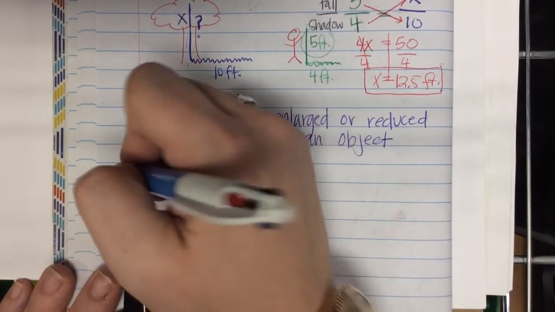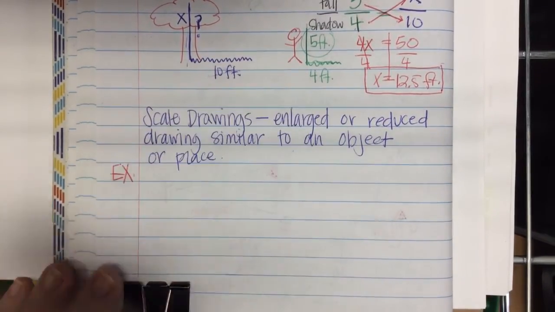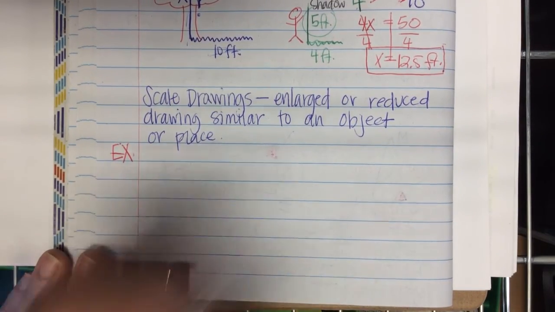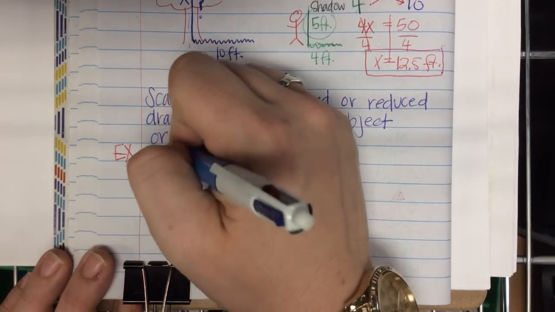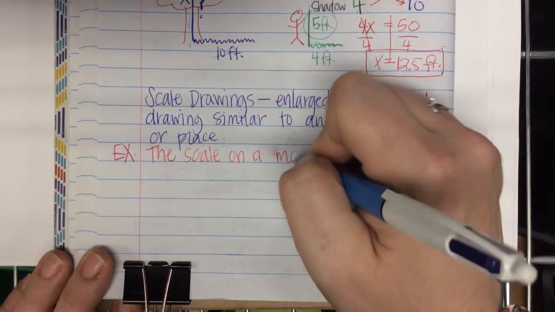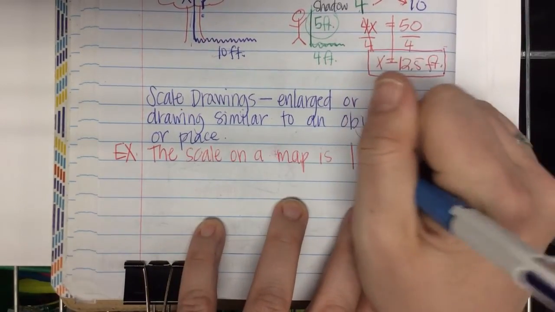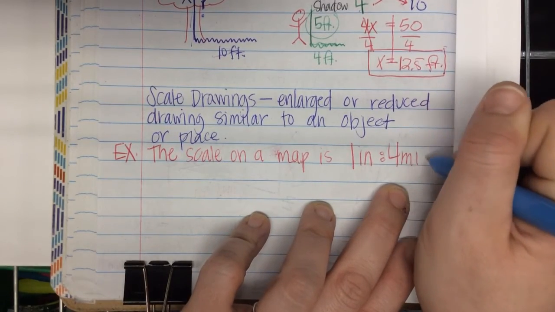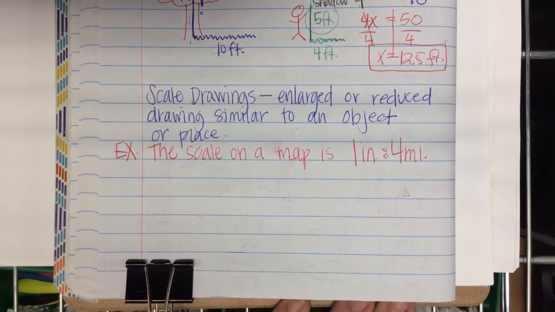So let's do an example of a scale drawing. Scale drawings are sometimes easier just because it's less information. So the scale on a map is 1 inch is 4 miles. One inch represents 4 miles.